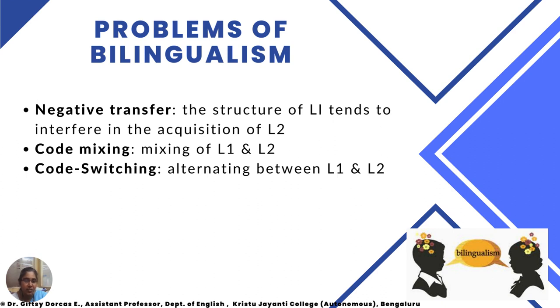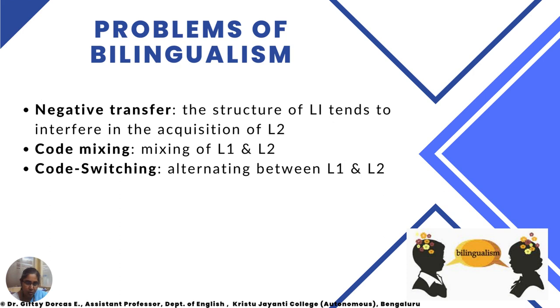So what is negative transfer? In negative transfer, we see that the structure of L1 tends to interfere with the acquisition of L2. So structurally they get confused between the L1 and the L2 language. And when it comes to code mixing, one language structure is mixed with the other. So they tend to get confused in the delivery of speech.